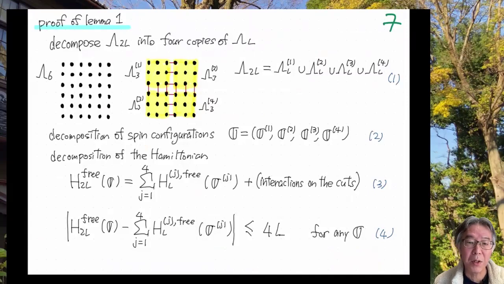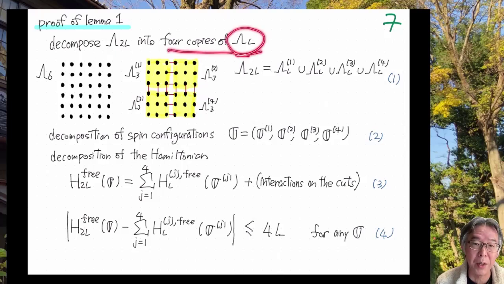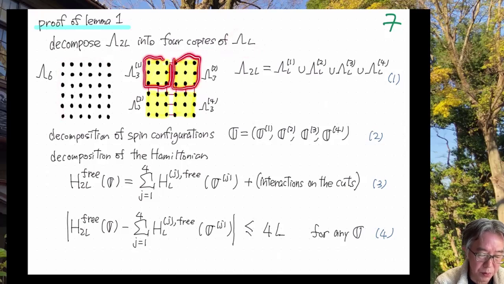Again, the idea of the proof is quite physical, and it's based on this order L squared versus order L argument that we have seen before. So the essential observation is this. Now we consider this lattice, which has size 2L, a 2L by 2L square lattice, lambda 2L. And we shall decompose this into 4 copies of the L by L square lattice. So this is a picture. This is a 6 by 6 square lattice, and we decompose this into 4 copies of 3 by 3 square lattices.